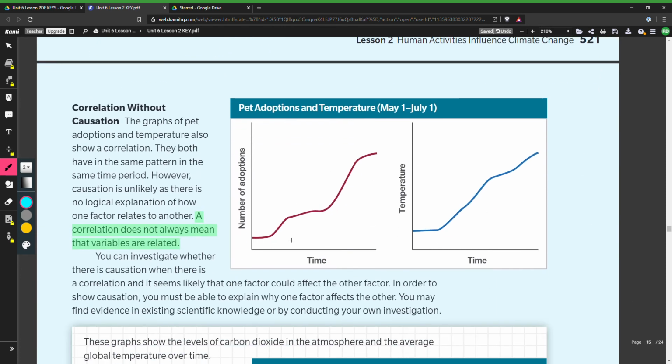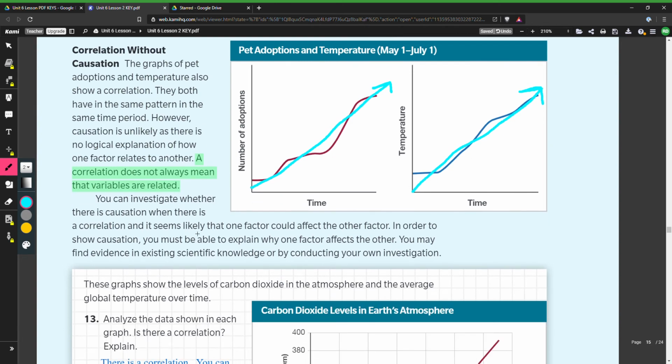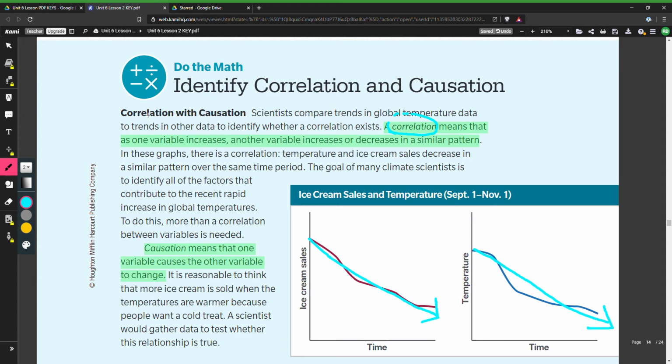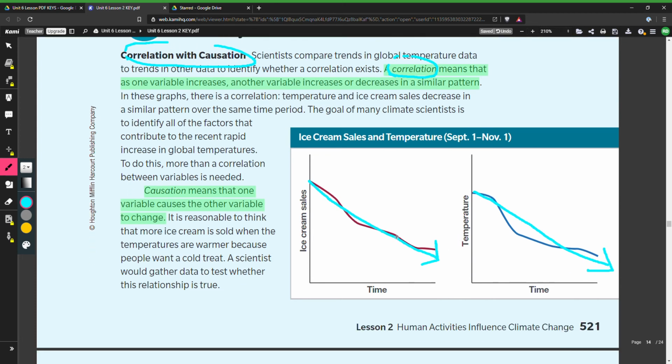These two graphs also show correlation, right? As the number of animal adoptions is increasing, the temperature is also increasing. This is a correlation. Now, usually people mistake correlation for correlation with causation. So just because two graphs correlate doesn't actually mean that they have anything to do with one another, which a lot of times people on TV or people that don't understand math very well will make this mistake. So they'll see these two graphs and they'll think that these have to do with each other.